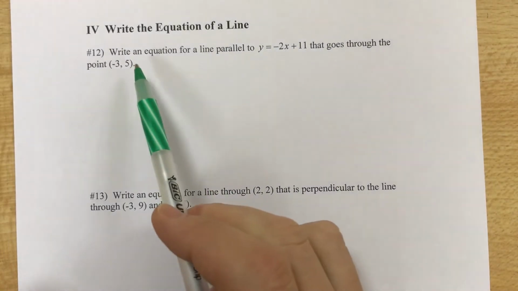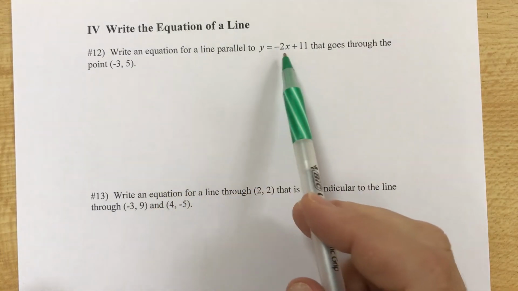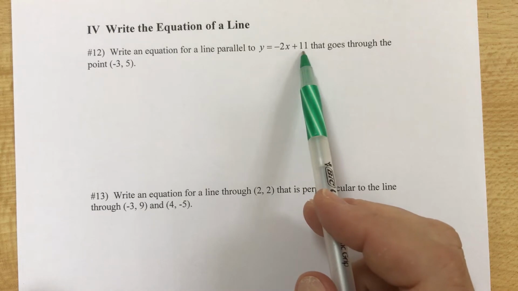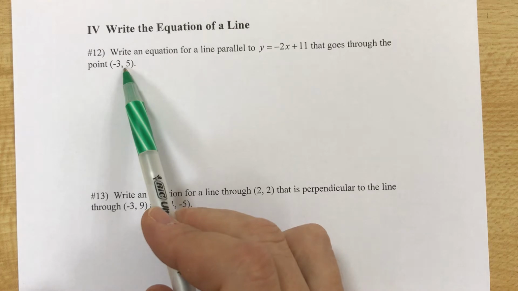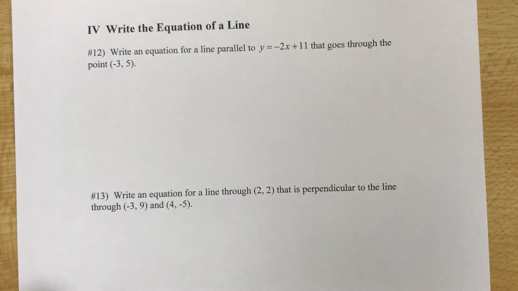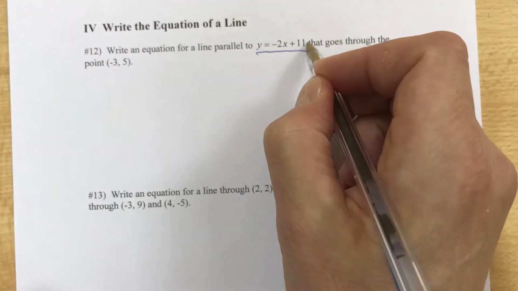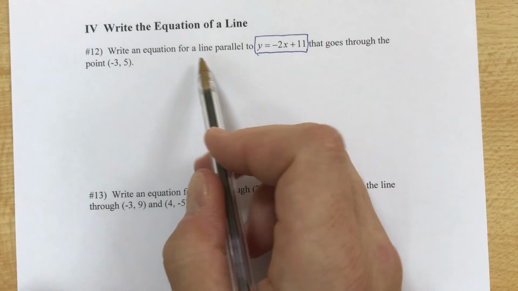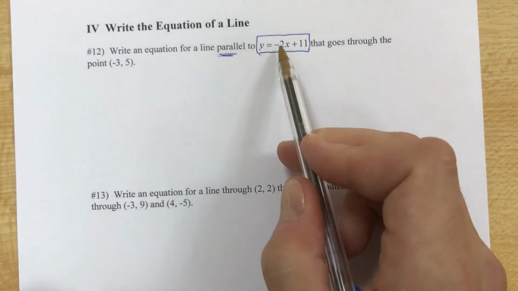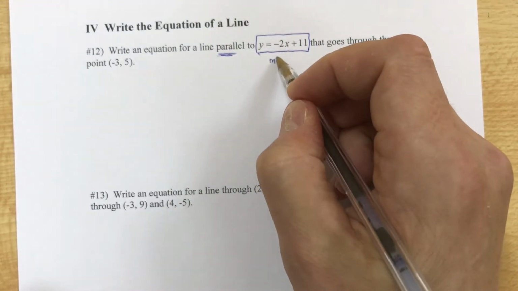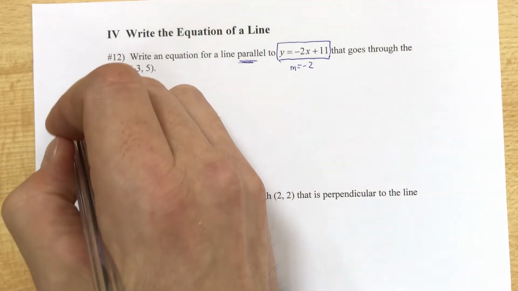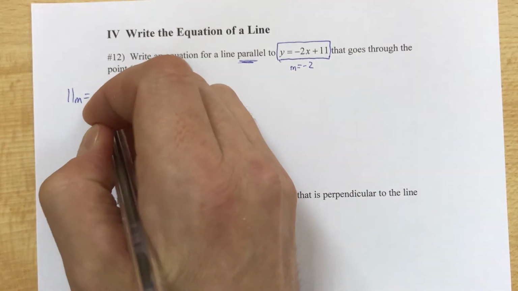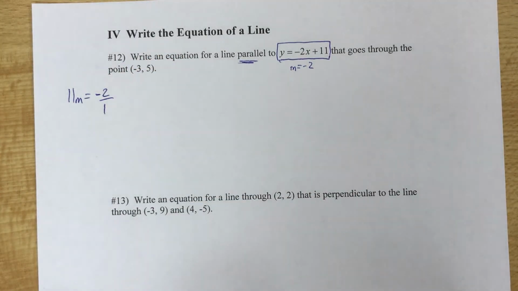equations. Write an equation for a line parallel to y equals negative 2x plus 11 that goes through the point negative 3, 5. So now we actually want the equation. Here's the first line, and we want a line parallel to that. Now, right here, the slope is negative 2. Parallel lines means same slope. So the parallel line will also have a slope of negative 2. I can think of that as negative 2/1.